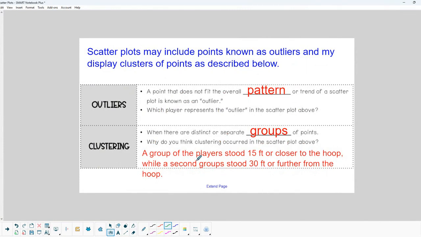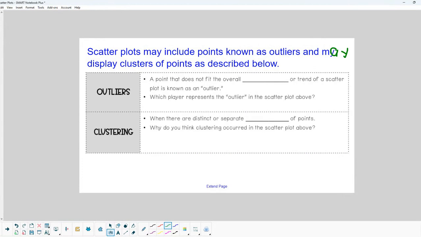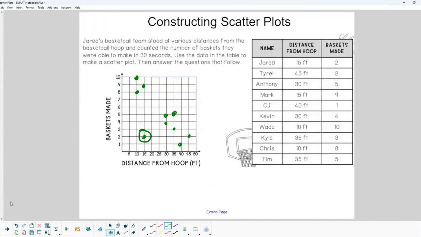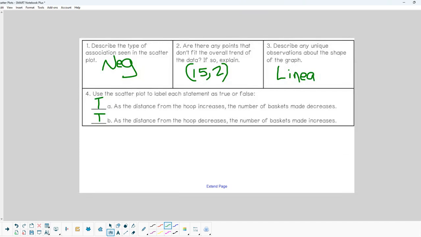All right, that meant a group of players stood 15 feet closer to the hoop, while the second group stood 30 feet or further from the hoop. So that's where the data was kind of clustered. So what does that mean? Let's look at that. There's a lot of data up here, 15 feet and closer, and there's a lot of data over here from 30 feet further out. There doesn't seem to be very many people in the 20 to 25 foot range, so that's known as your clustering, all right?